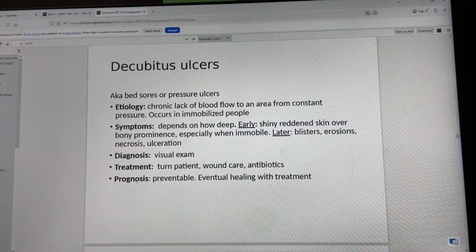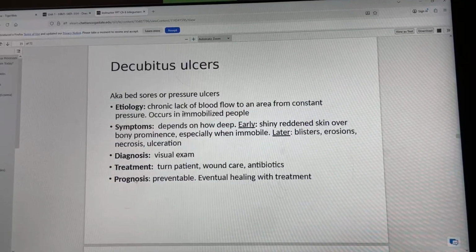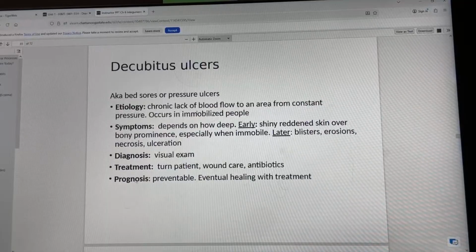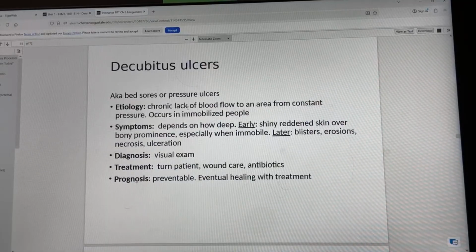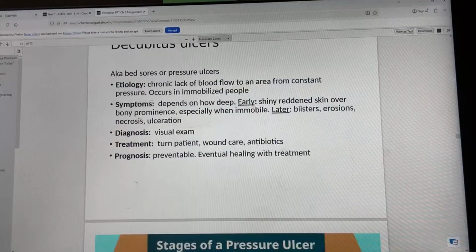It tends to occur, like I said, in people that have a hard time getting up, so immobilized people in nursing homes, people in the hospital on a ventilator who can't move and are dependent on other people to move them, right? So this happens a lot there. The symptoms depend on how bad it is. We have everything from a stage 1 to a stage 4 pressure sore. Stage 1 is the least bad, and stage 4 is really bad.